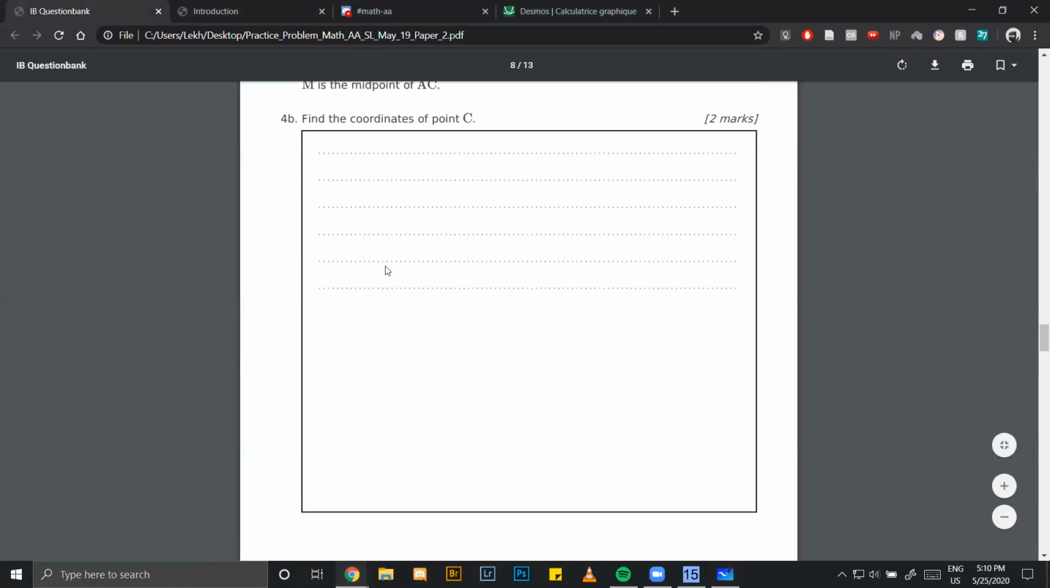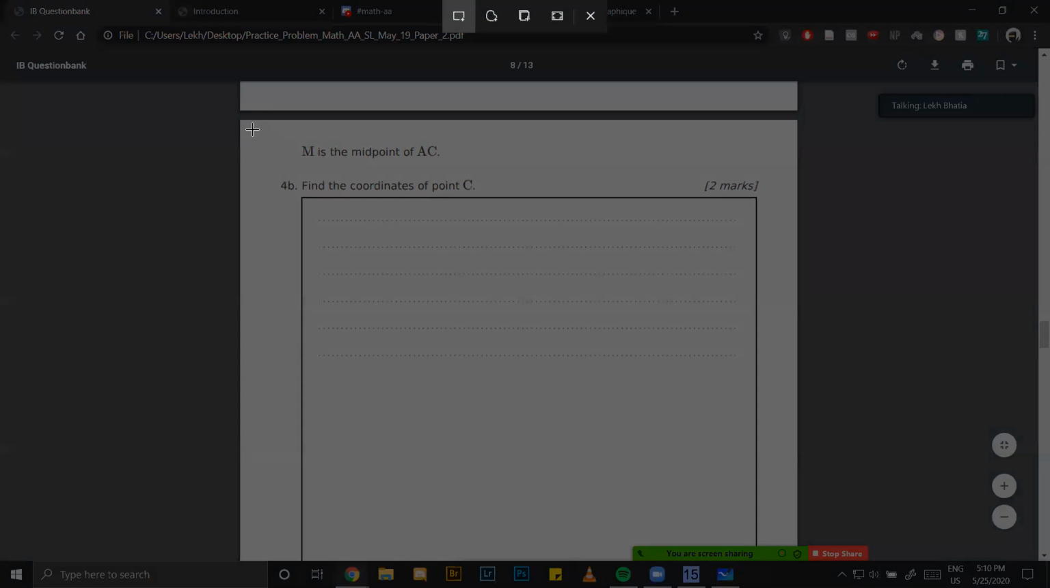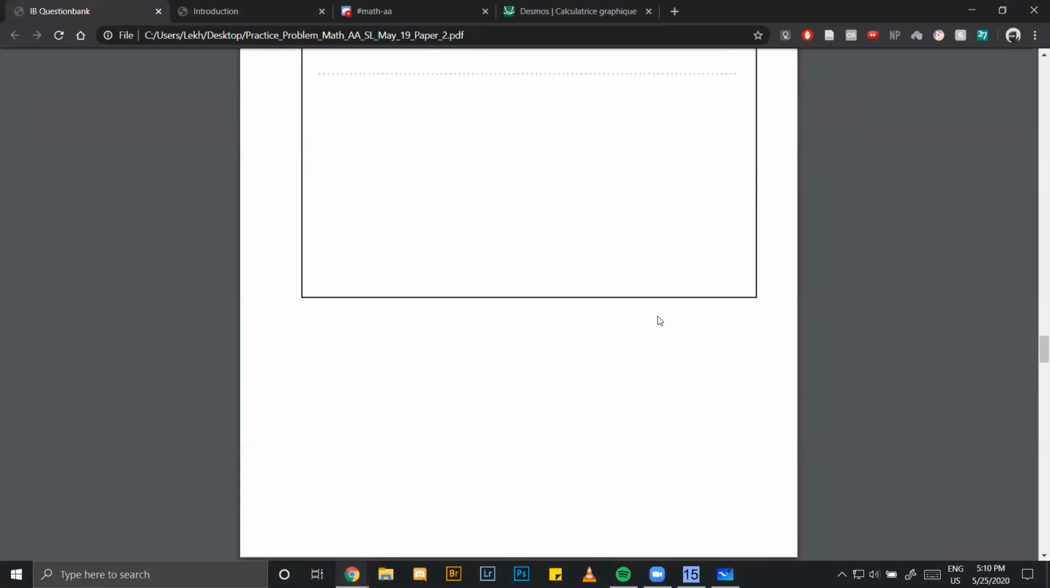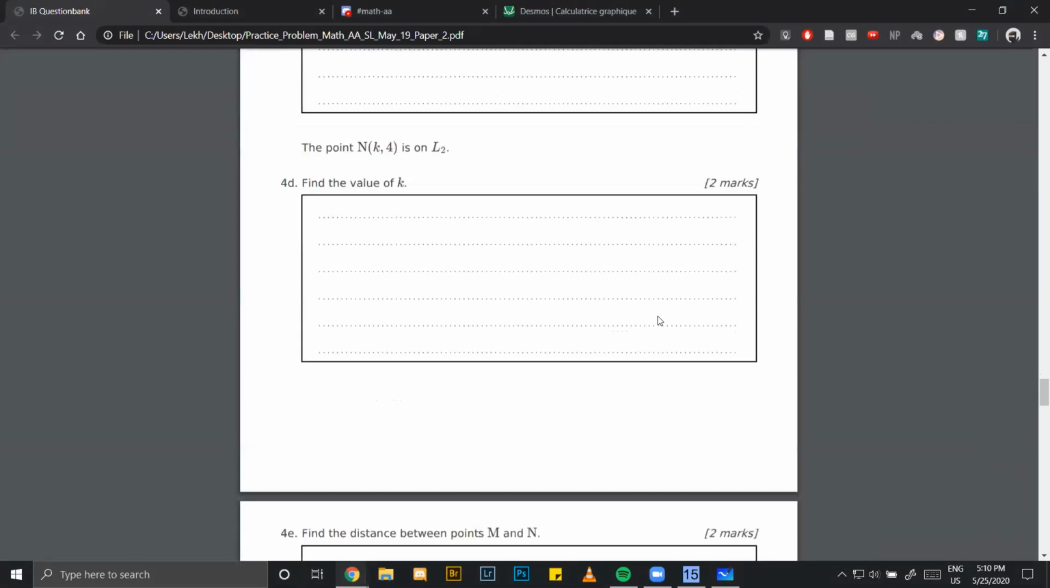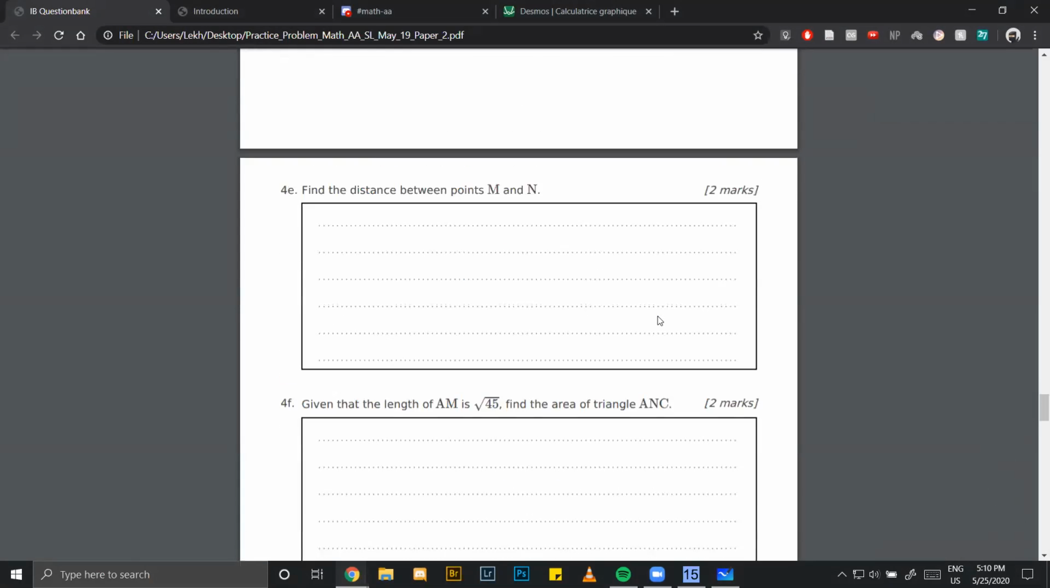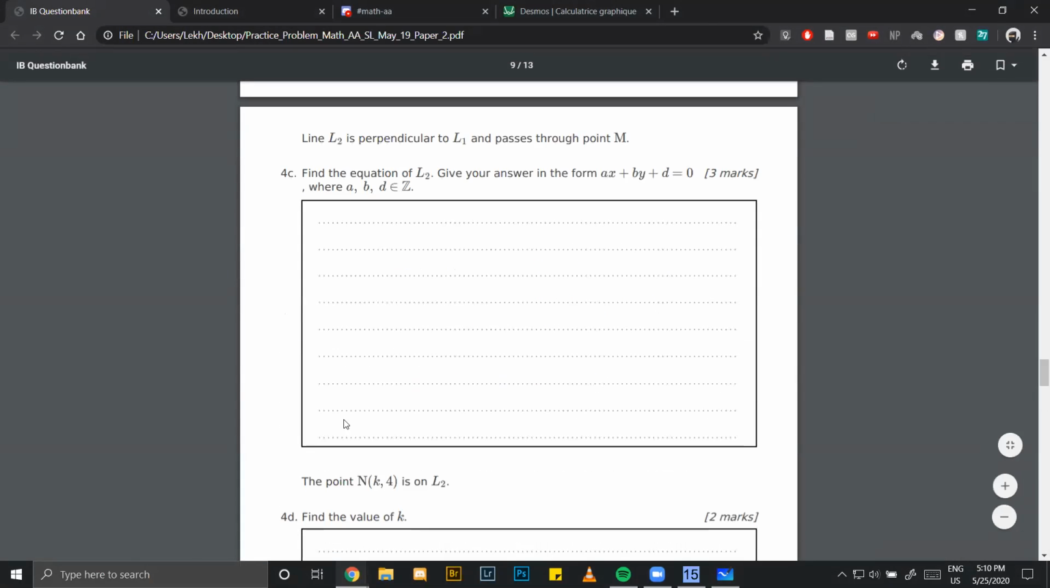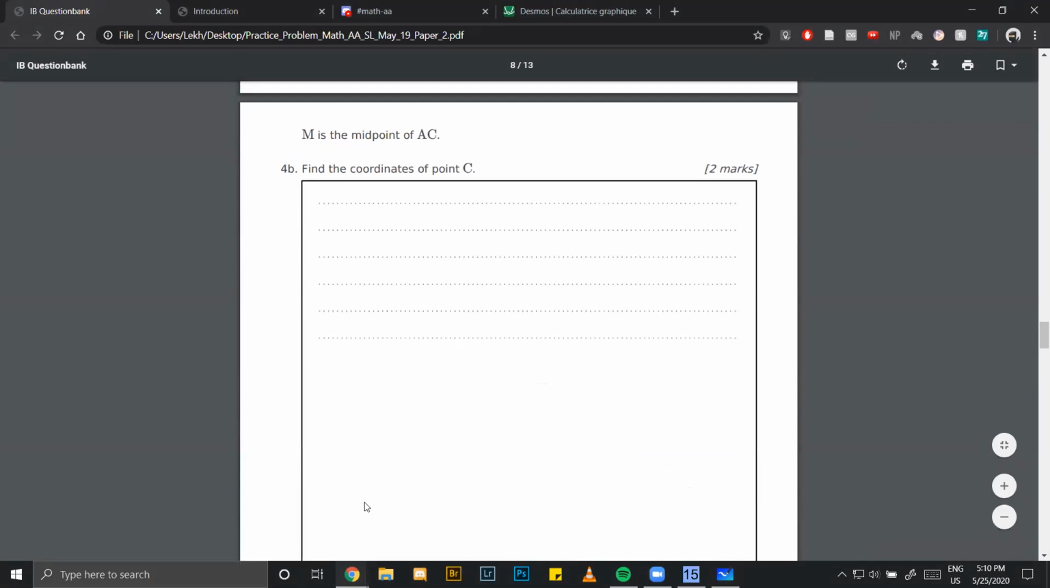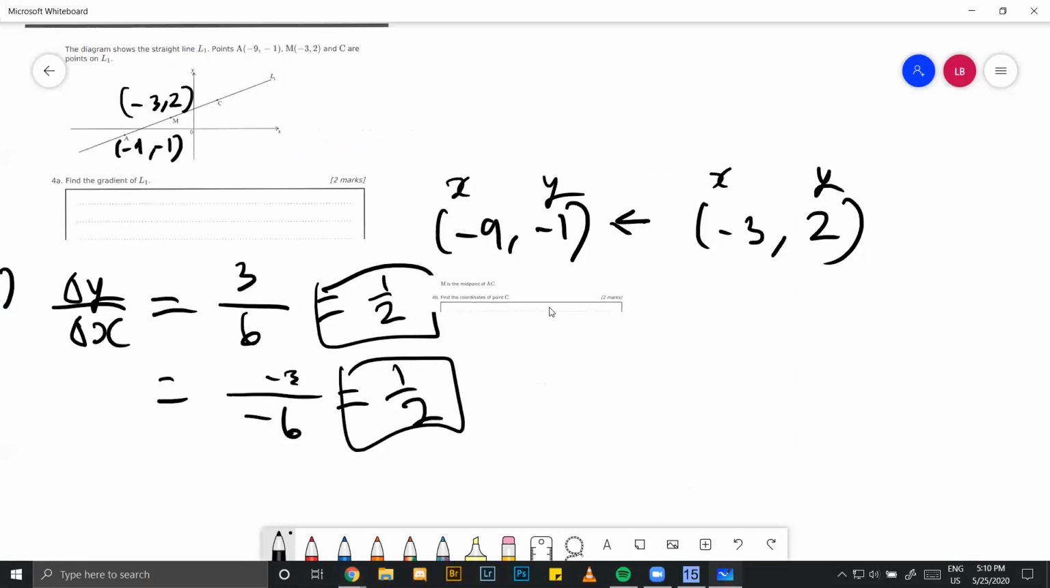Next part of the question. Is there a 4C? Yes, there's a 4C and also 4D and 4E and 4F. Amazing. That was a long question. Fun times.